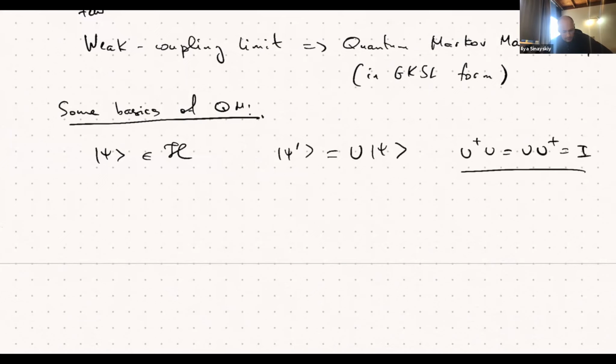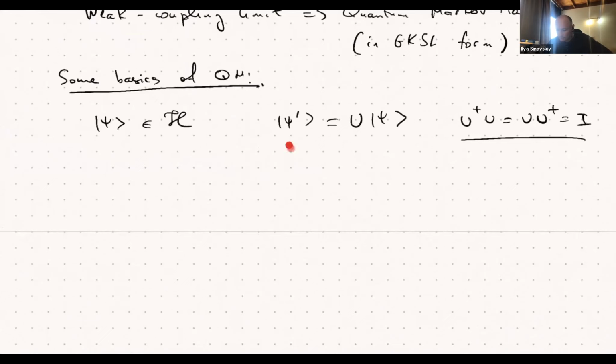Okay, and as you know, this is a high level way of writing a unitary operator, but the low level way of arriving at the unitary operator, I already mentioned to you, is called the Schrödinger equation.